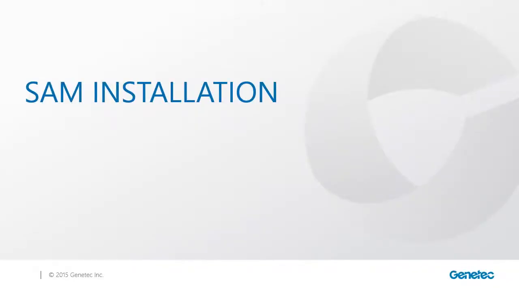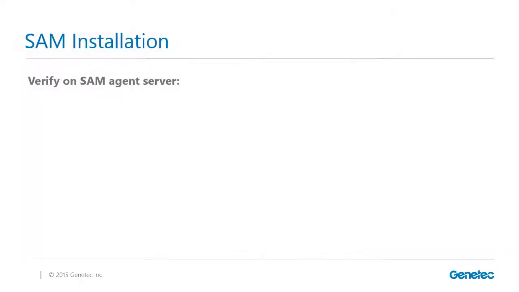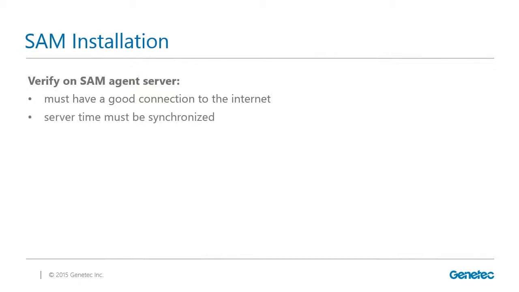Let's move on to see how we can install the System Availability Monitor on our server. Before we begin, there's a few things we need to check on the server. First of all, since we're using cloud-based services for this, we'll need to have a good persistent connection to the internet from the server that will be hosting SAM. We also need to make sure the time is synchronized on this server, as any time difference will prevent the transmission of health data from the server.